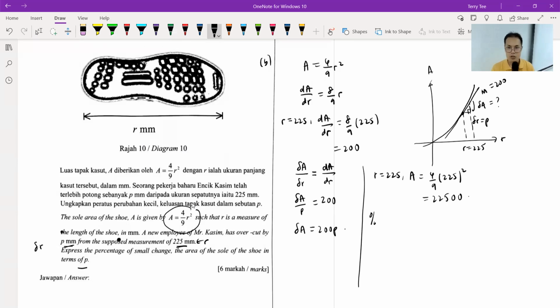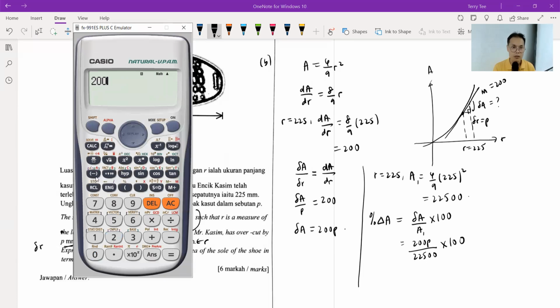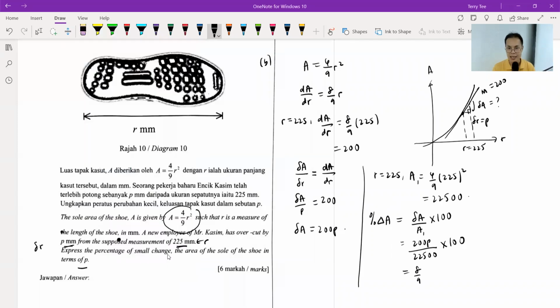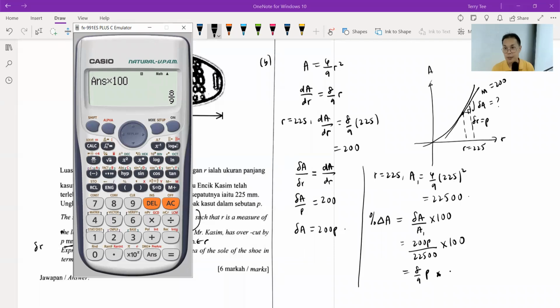So to find the percentage change in your area, we take your delta A, divide by your initial area, which you can call A1, and multiply by 100. Your delta A is 200p, your initial area is 22500, and you multiply by 100. Your answer will be in terms of P. 200 divided by 22500 is 2 over 225. Multiply by 100, and your answer will be 8 over 9 p.